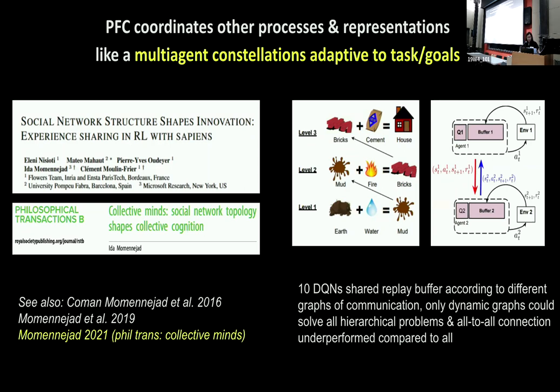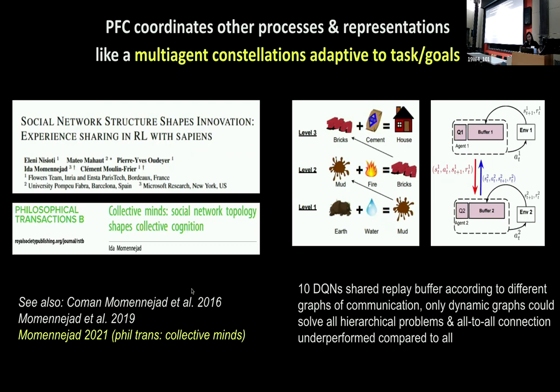And I really invite you to also take a look at this paper, Collective Minds, that I published two years ago now in Philosophical Transactions, where I argue this about both human systems and compare it to what happens in the brain and to AI.